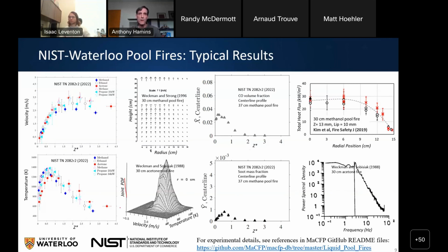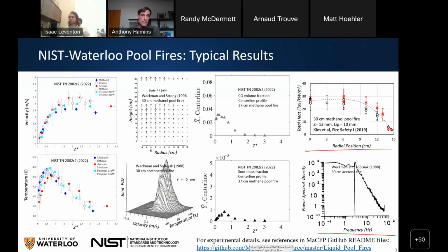Next, the centerline profiles of CO and soot are shown as a function of Z star in the 37 centimeter diameter methane fire. And then the plot on the right shows the total heat flux profile just above the fuel surface in the 30 centimeter methanol fire. The bottom right plot shows the power spectral density determined from a temperature measurement in the 30 centimeter acetone fire, indicating the dominant puffing frequency in the fire.